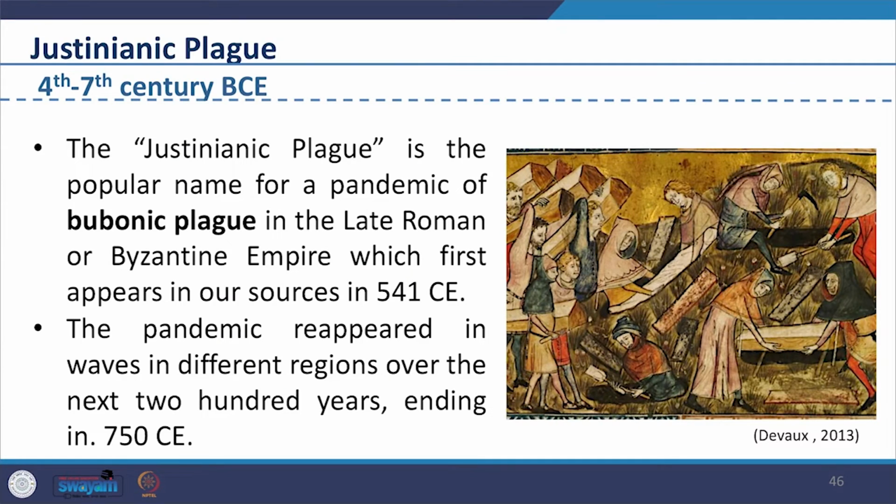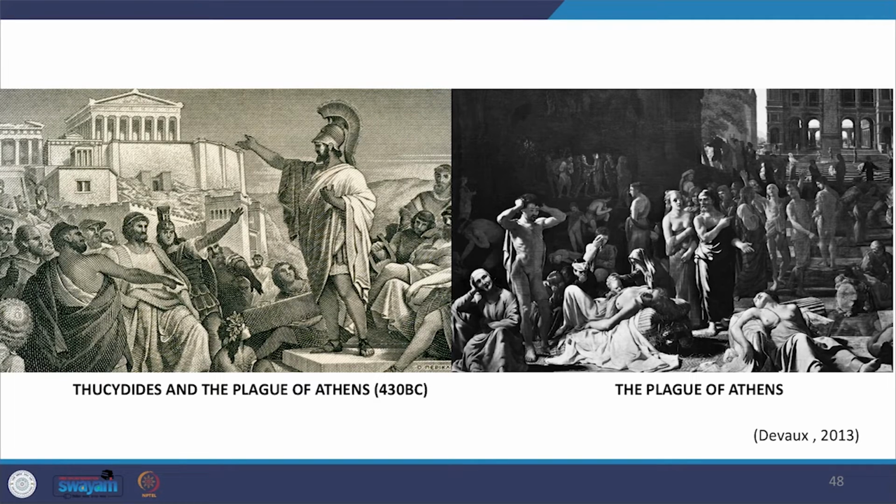The Justinianic plague is the popular name for a pandemic of bubonic plague in the late Roman or Byzantine Empire, which first appeared in our sources in 541 CE. The pandemic reappeared in waves in different regions over the next 200 years, ending in 750 CE. The first and most dreadful episode, the plague of Athens, Greece during the Greek-Roman period, killed 70,000 citizens between 430 and 426 BC.